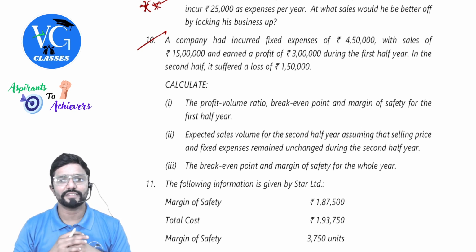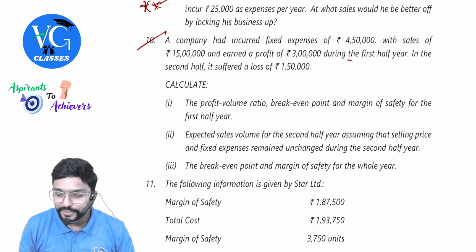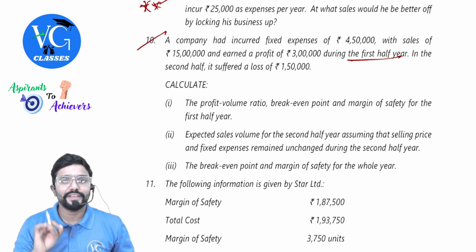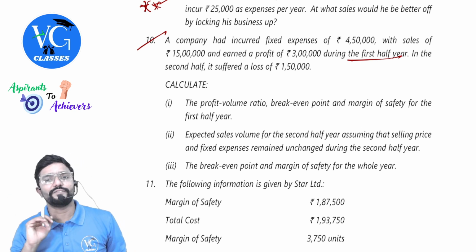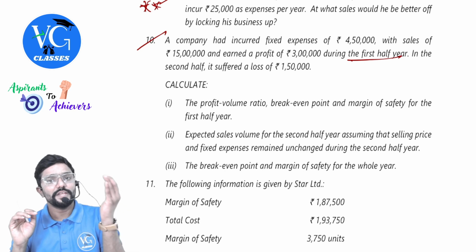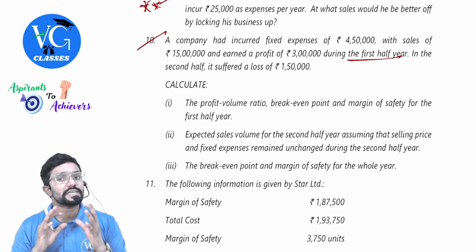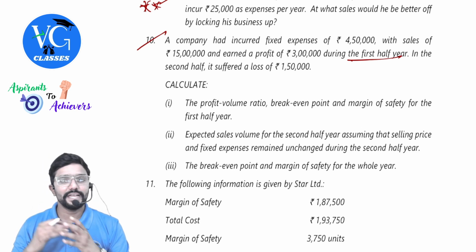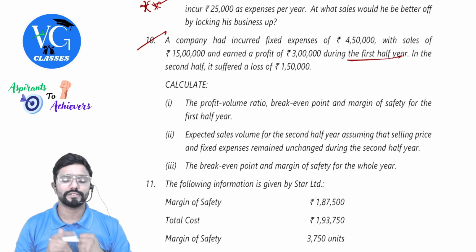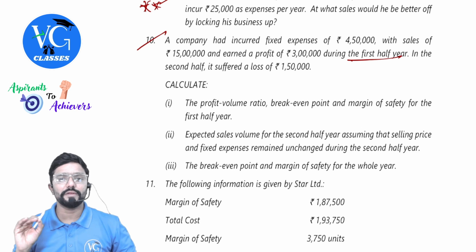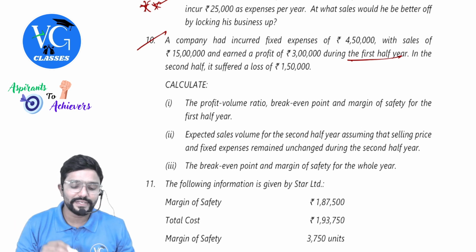During the first half year. This is the point. First half, only for 6 months. In the second half, it suffered a loss of 1,50,000. Guys, please be careful. Even the fixed expenses and sales that they have given are considered to be for the first half year. And in the second half, they are suffering the loss. Calculate the profit volume ratio, break-even point, and margin of safety for the first half year.